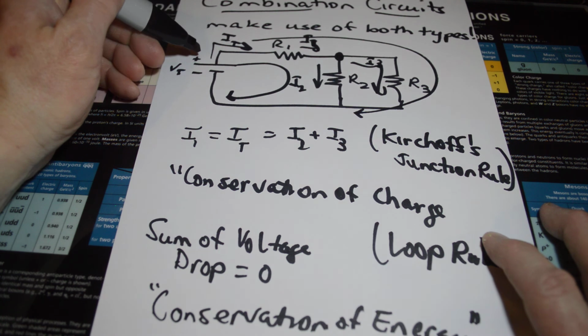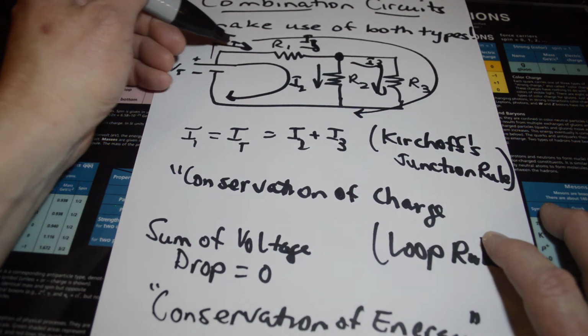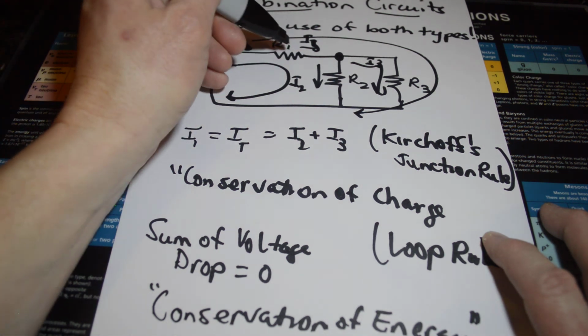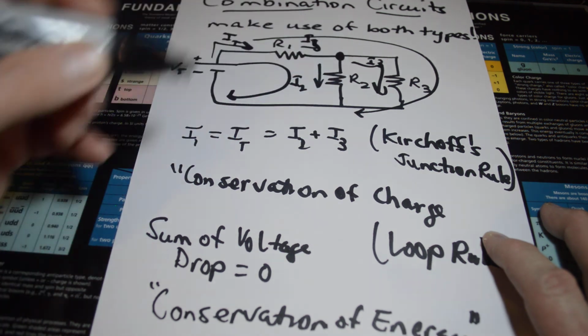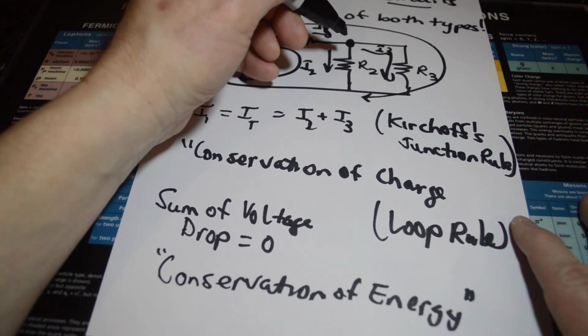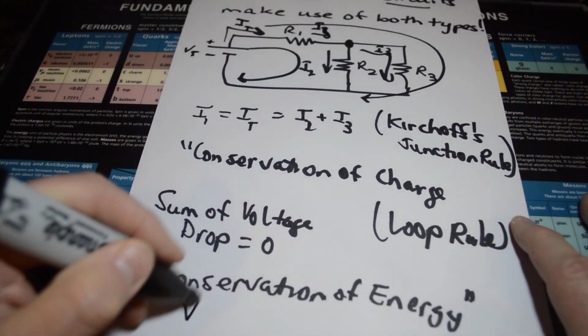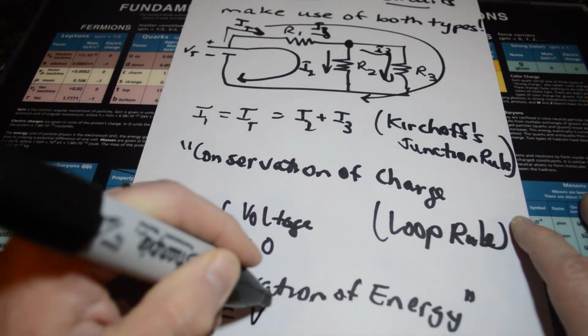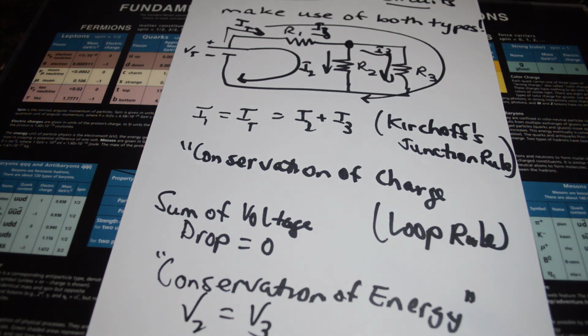You gain energy when you go through a power supply. You lose energy at a resistor or another resistor. But you happen to know that the voltage drops on R2 and R3 have to be equal because those two are in parallel. So you use a little bit about series and parallel.